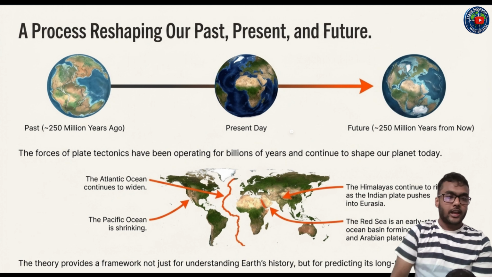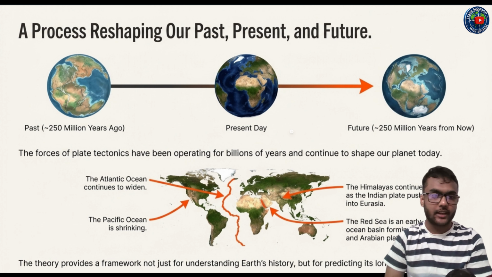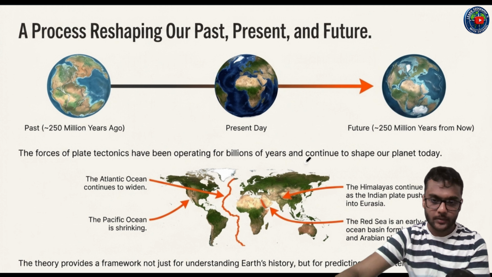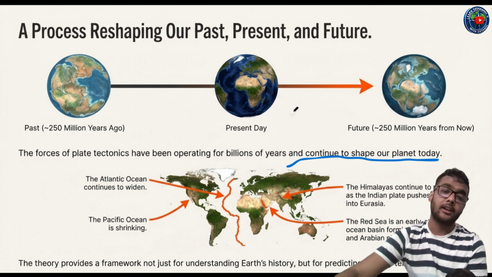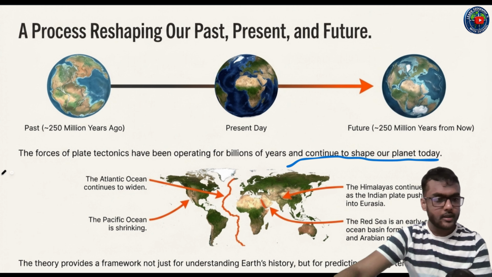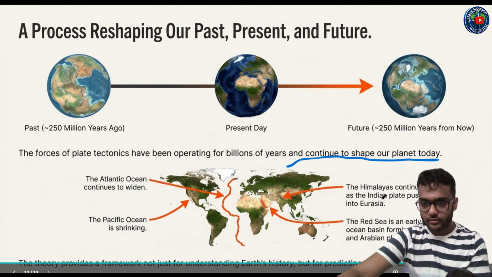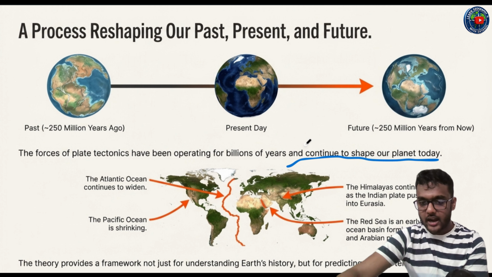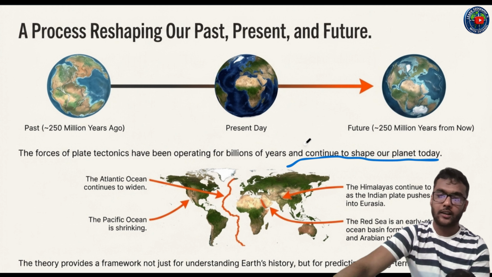A process representing our past, present, and future. The forces of plate tectonics have been operating for billions of years and continue to shape our planet today. They are still moving, and still creating different kinds of landforms, but the changes are very little. The Atlantic Ocean continues to widen. The Pacific Ocean is shrinking. The Himalayas continue to rise as the Indian plate presses into Eurasia. The Red Sea is an early stage ocean basin forming as the African and Arabian plates diverge.